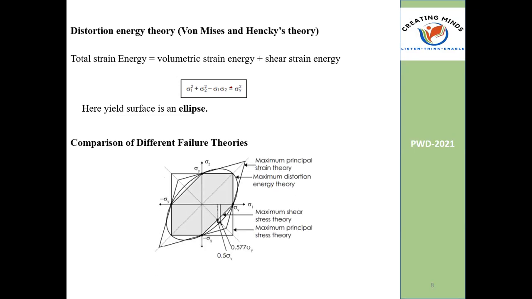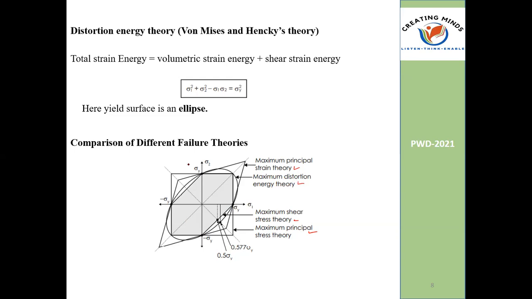What is the comparison of the different failure theories? The comparison is mainly because of the yield locus. The yield locus for the maximum principal stress theory is a rectangle. For the maximum principal strain theory, observe this point, this point, and this point: a parallelogram. There is one more, a hexagon, with six sides, for the maximum shear stress theory. And you see the ellipse, a circle like an egg shape. This is for the maximum distortion energy theory.